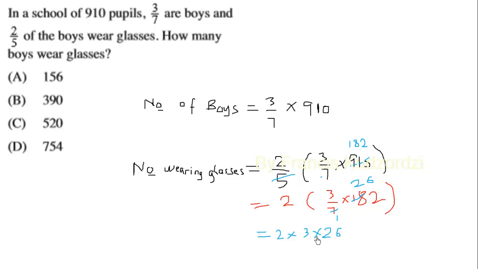So let's multiply 3 by 26. 3 6 18. So we have 8, 3 2 6. So that will give us 78 times 2. 2 times 78. Now 2 8 16, then 2 7 14. So plus 1, that will give us 156. So the correct answer is A.